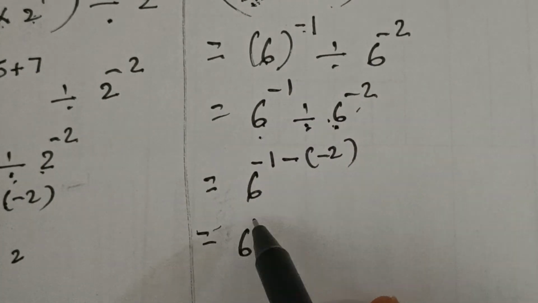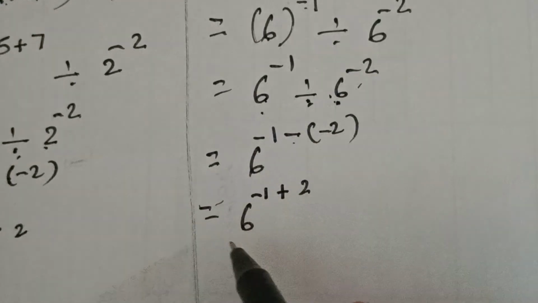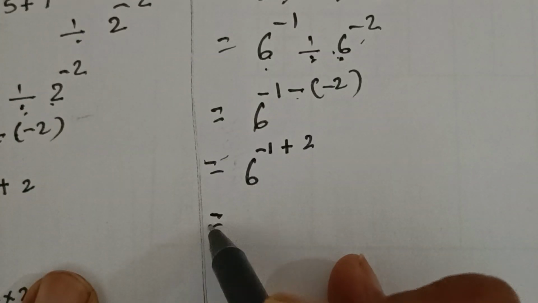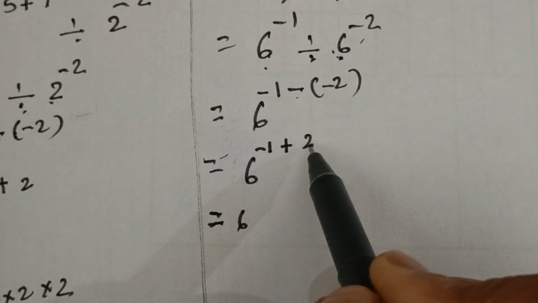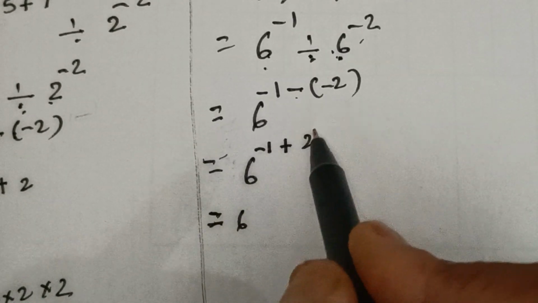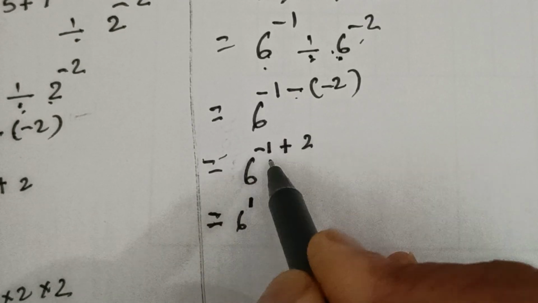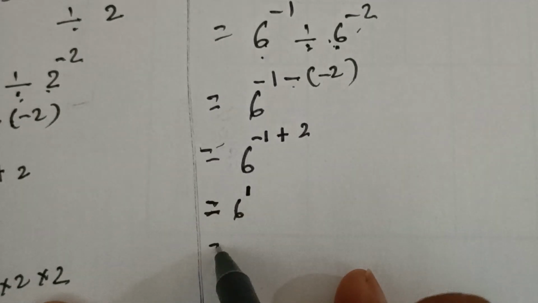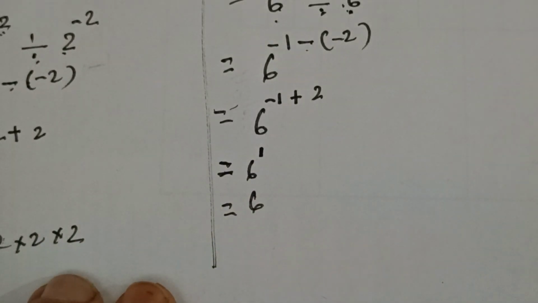So next step, minus 1, remove the bracket. Minus into minus is plus 2. What is it? Rule of addition of integers. Signs are different. Subtract and put the sign of the greater number. 2 minus 1 is 1. Greater number is plus and the sign is plus. So 6 power 1 is, that is multiply 6 one time. Just 6 only. 6 to the power 1 is 6.